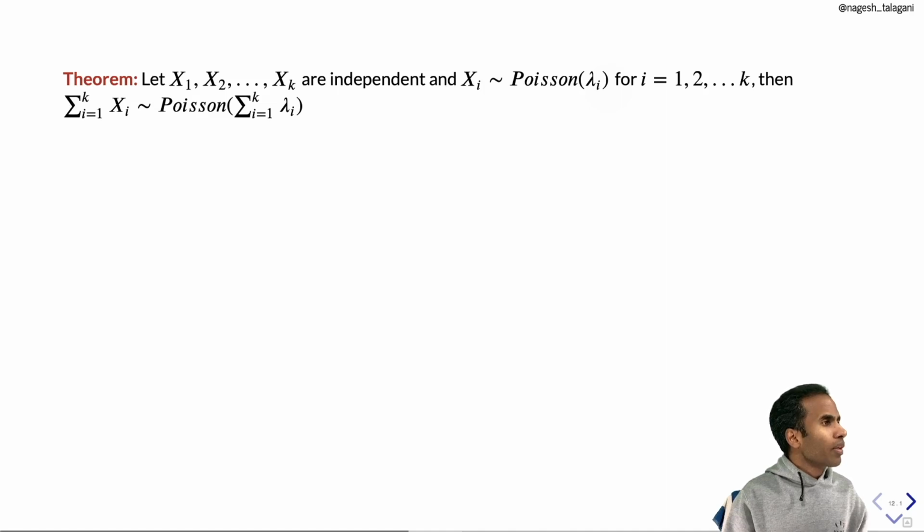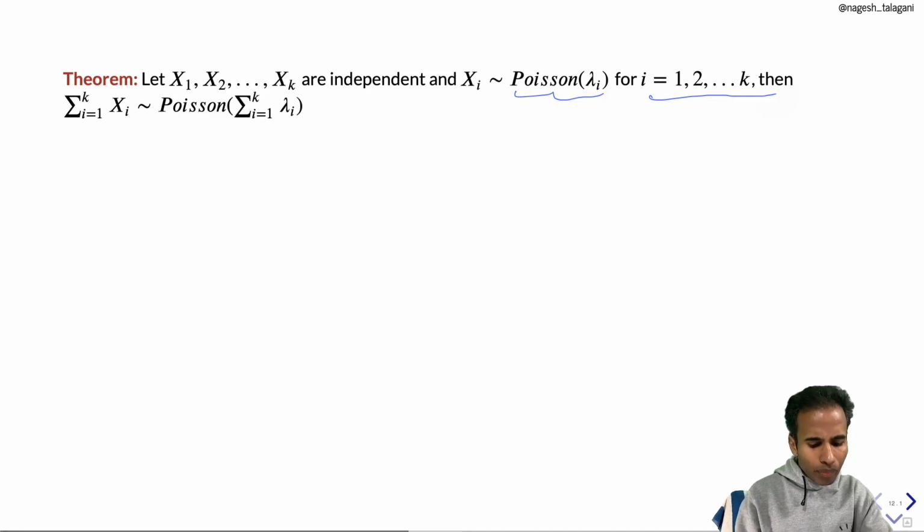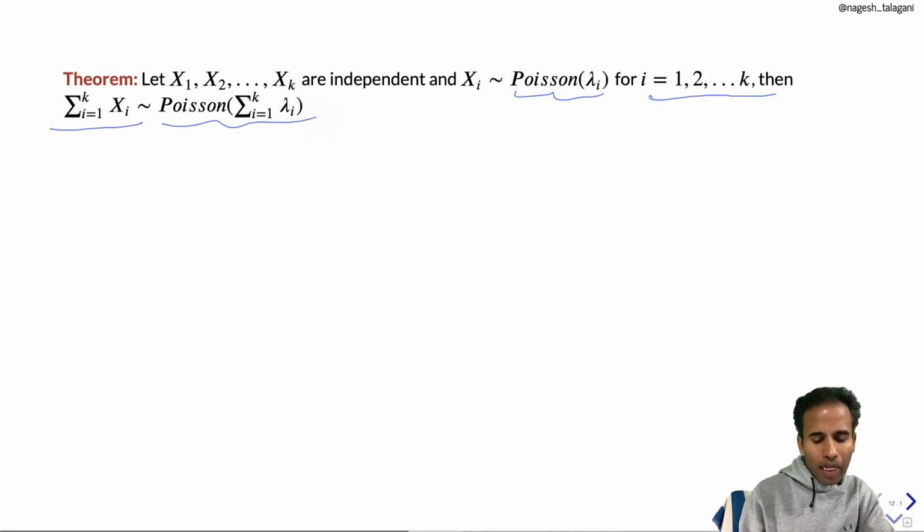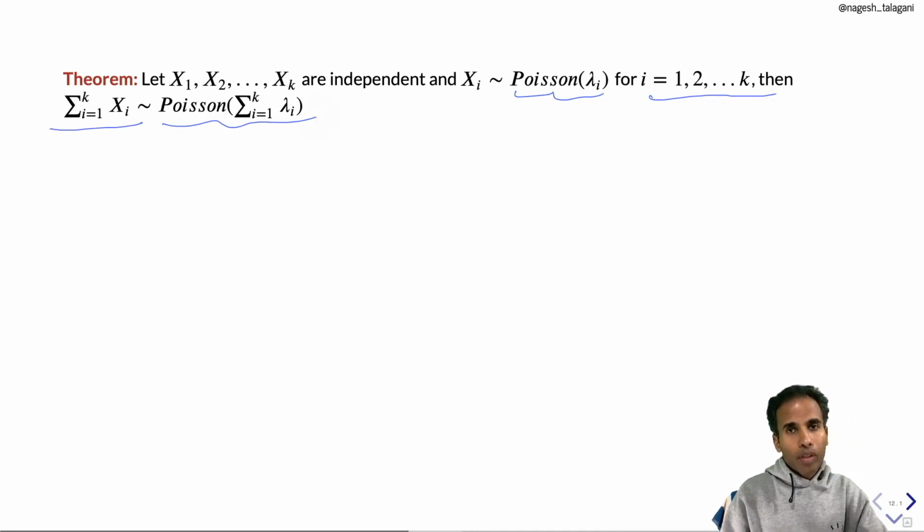Next theorem. Let X1, X2, ..., Xk be independent and Xi follows a Poisson distribution with the parameter lambda i for i equal to 1 to k. Then summation Xi from i equal to 1 to k follows a Poisson distribution with the parameter summation lambda i from i equal to 1 to k. Okay, we are going to prove it in a similar fashion.